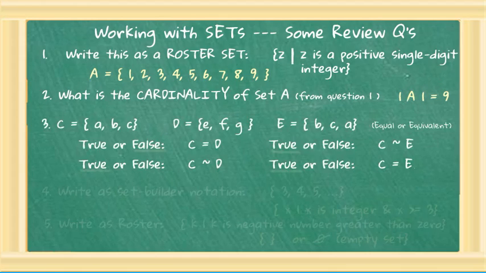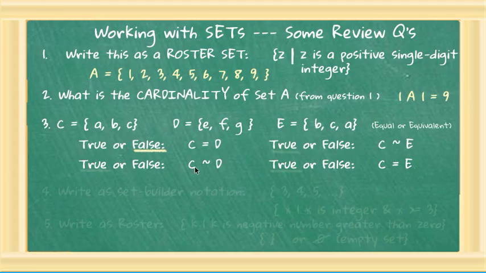All right, let's look at some sets here. We've got sets C, D, and E, and it shows what's in each of them. C contains A, B, and C. D contains E, F, and G. Set E contains B, C, and A. Our question here is: true or false, C equals D? From last time, what did equal mean? Equal meant they had to be exactly the same. So no, C and D are not equal to each other.